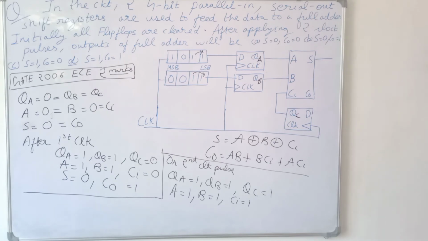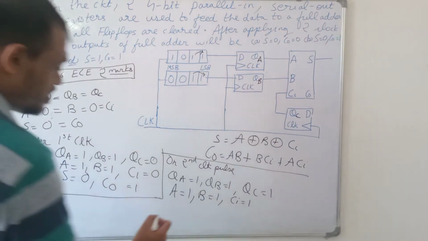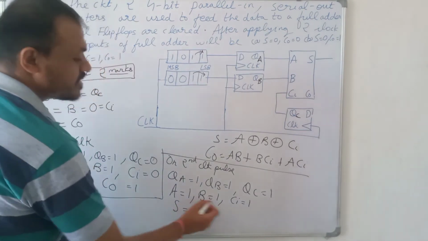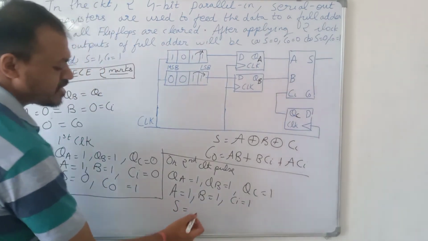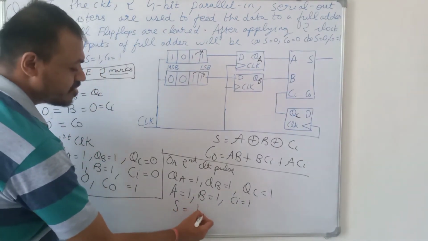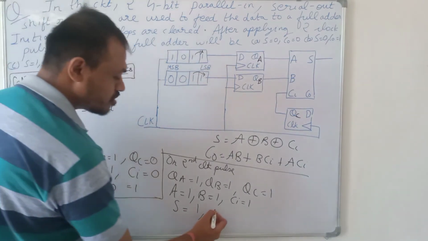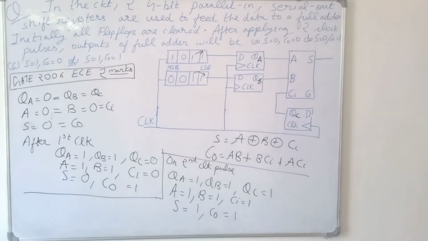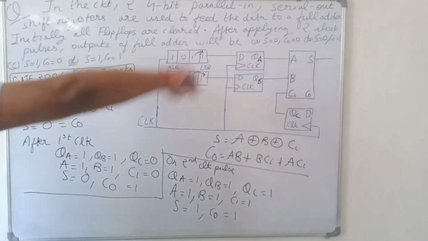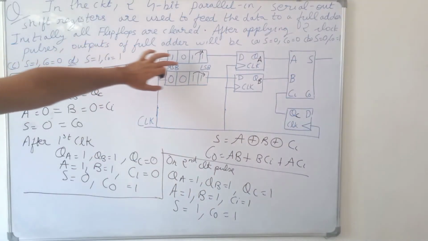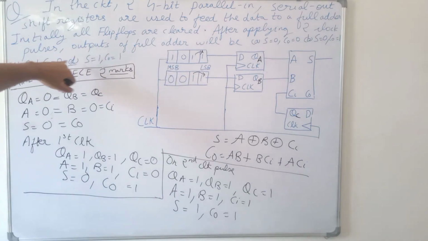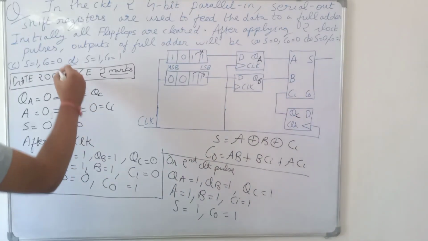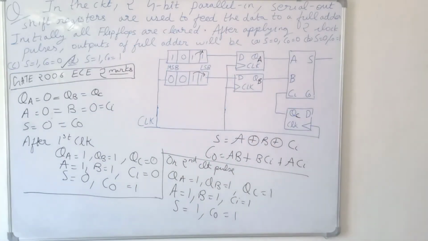So S will be equal to, there are odd number of 1s, so XOR of odd number of 1s is equal to 1 and C0 will also be equal to 1. So on the second clock pulse, S will be equal to 1 and C0 will be equal to 1. So this is what we were asked, what will be the outputs of full adder after the application of 2 clock pulses. So S will be equal to 1 and C0 will be equal to 1. So the correct option is option D.